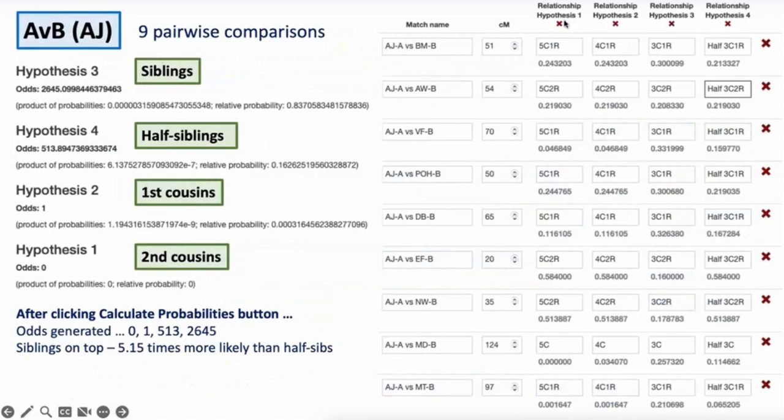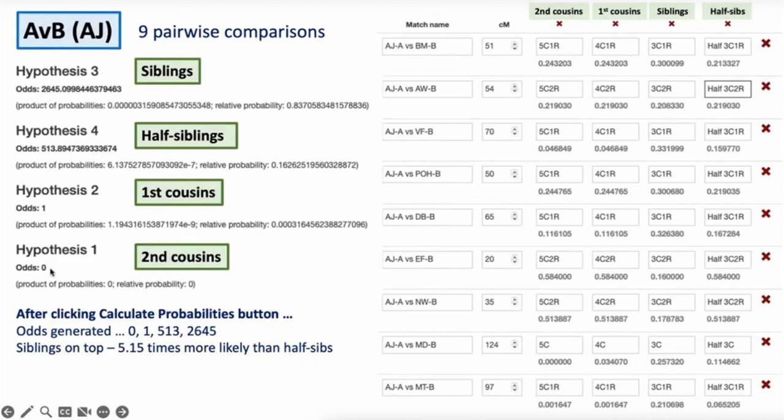After doing the various hypotheses, and you have hypotheses 1, 2, 3, and 4, let me show you what they actually were. Hypothesis 1 was second cousins. Start with the more distant ones. Hypothesis 2, first cousins. Hypothesis 3, siblings. Hypothesis 4, half-siblings. At the end of the analysis, when we crunched the numbers after clicking the Calculate Probabilities button, it says siblings is most likely, with an odds of 2,645 compared to the least likely, which is first cousins, which has an odds of 1.